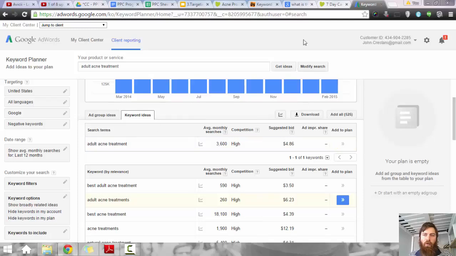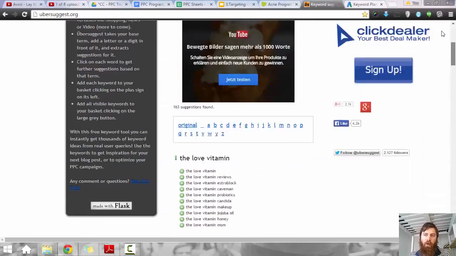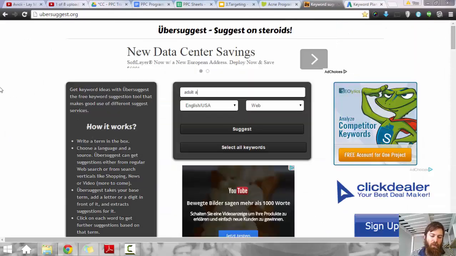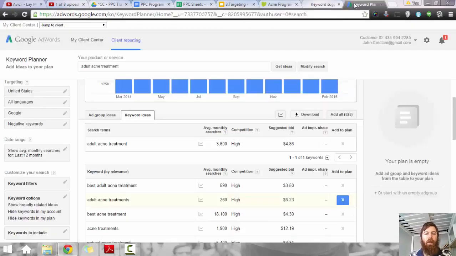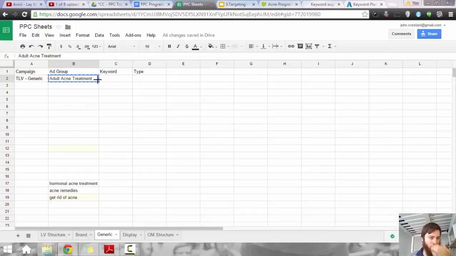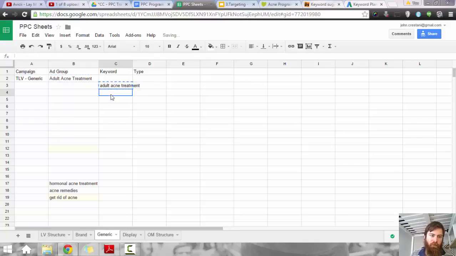So I'm typing it in Google. I'm also going to go to Uber Suggest and just throw in adult acne treatment real quick. Keep in mind, this is a free tool. I don't recommend many paid tools. So notice it's a good term. Love this term. Generally, what I'm going to do is you're just going to see me type adult acne treatment.